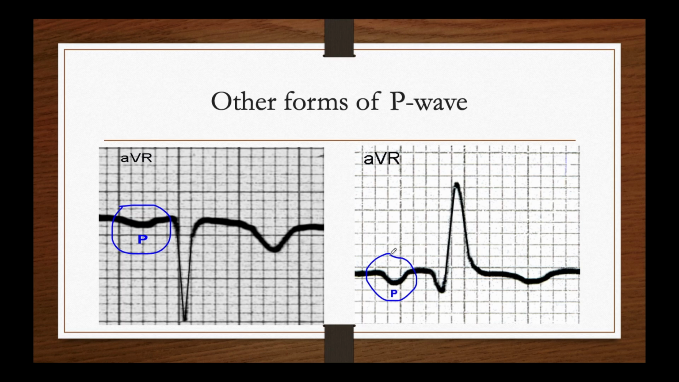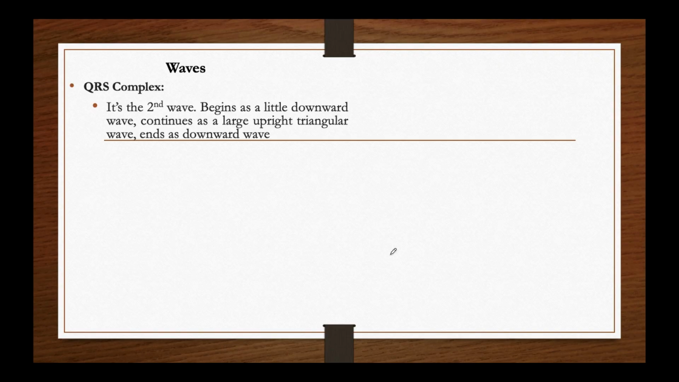So after the P wave, what else do we look for? We have the QRS complex. It is the second wave that begins as a little downward wave but continues to become a large upright triangular wave and also ends as a downward wave. Now, I'll show you a diagram very soon. But just after the QRS complex has begun, the ventricles begin to contract. And this is why we say the QRS complex represents ventricular systole.